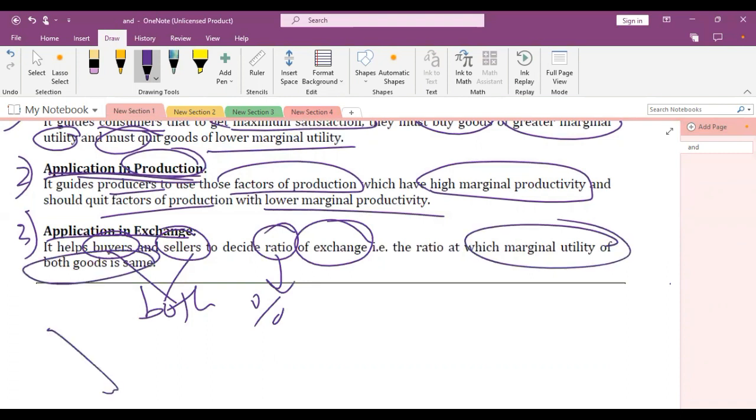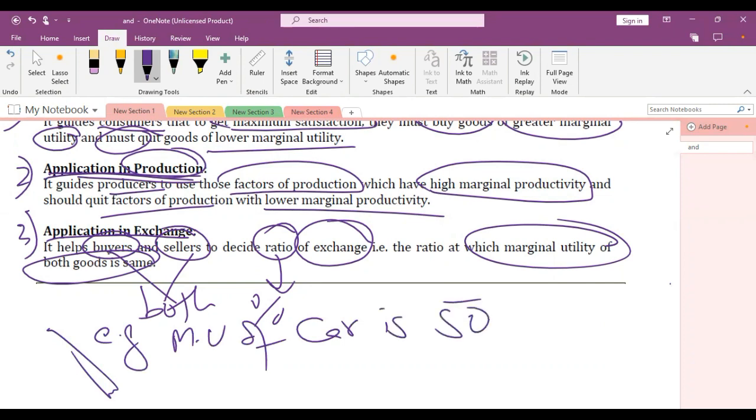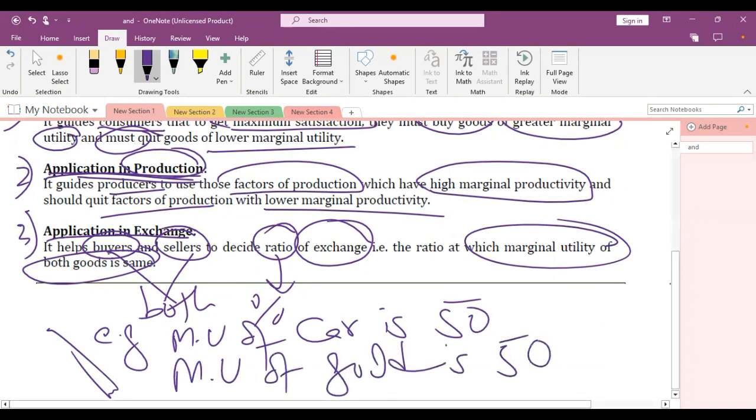For example, the marginal utility of a car is 50 and the marginal utility of gold is also 50. Then such goods whose marginal utility is the same should be exchanged with each other. So in our example, the car can be exchanged with the gold.